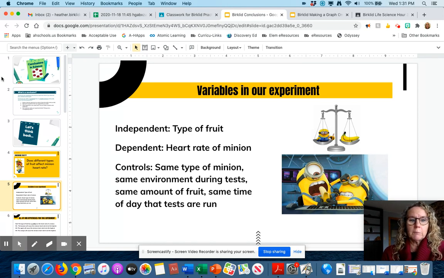Then our controls, or all the things that we're keeping the same in the experiment, are the same type of minion, the same environment during the test, the same amount of fruit, the same type of day that the tests are run, all kinds of things. When we get to talking about controls, we could just keep listing them and listing them and listing them.